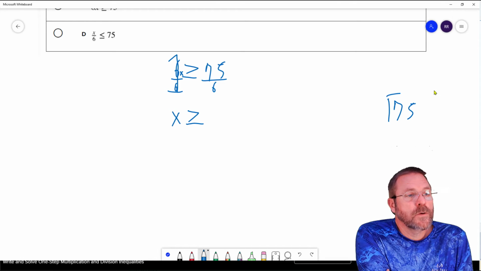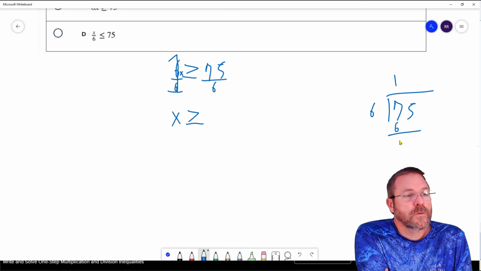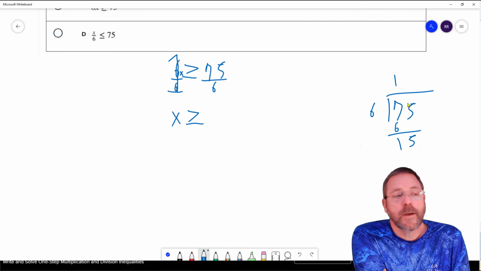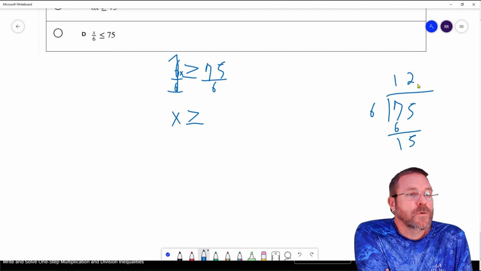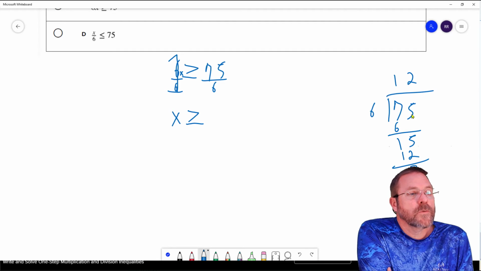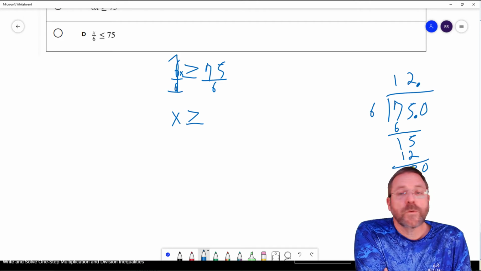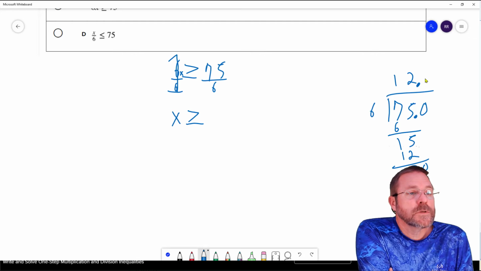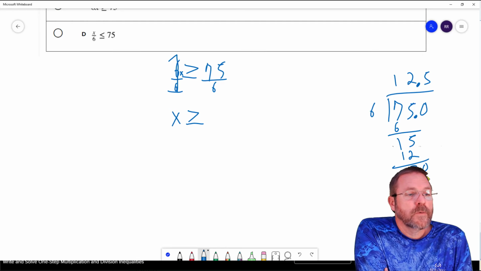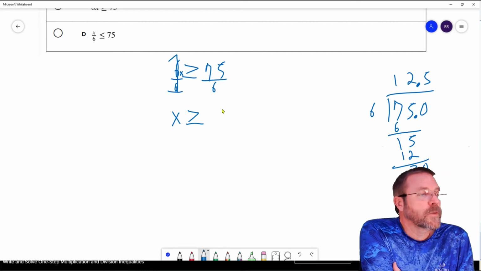Come off to the side and do some grunt work here. 6 goes into 7 once. 1 times 6 is 6 with 1 left over. Bring down the 5. 6 goes into 15 2 times, which is going to be 12 with 3 left over. Annex in a decimal and a 0. The decimal goes up. Your 0 comes down. 6 goes into 30 5 times. 5 times 6 is 30 with nothing left over.